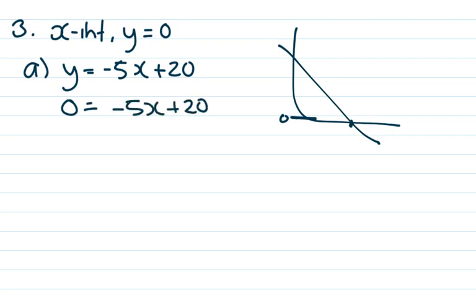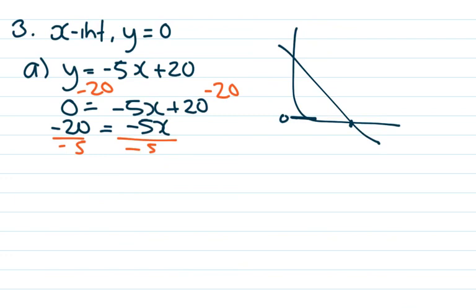Now I need to get x by itself. So I need to first subtract 20 from both sides. So negative 20 equals negative 5x. Divide both sides by negative 5. And I have 4 equals x. So the x-intercept is 4. And as a coordinate point, that would be 4, 0.